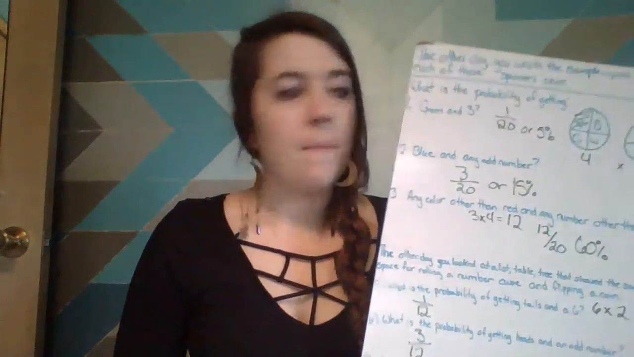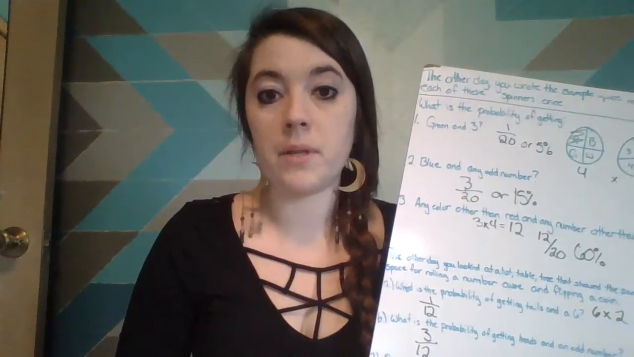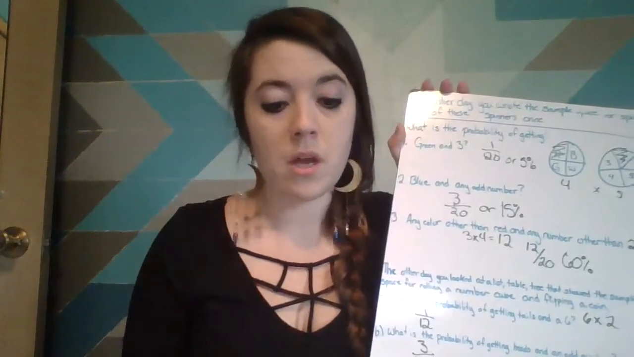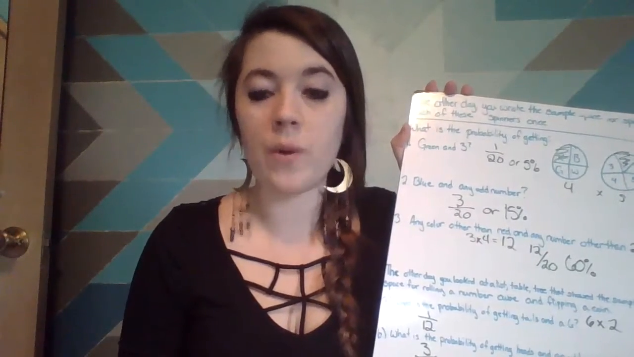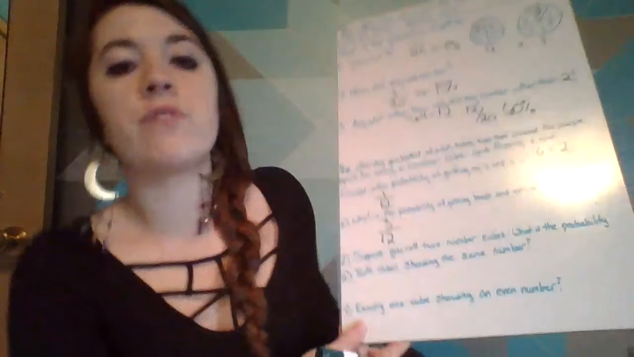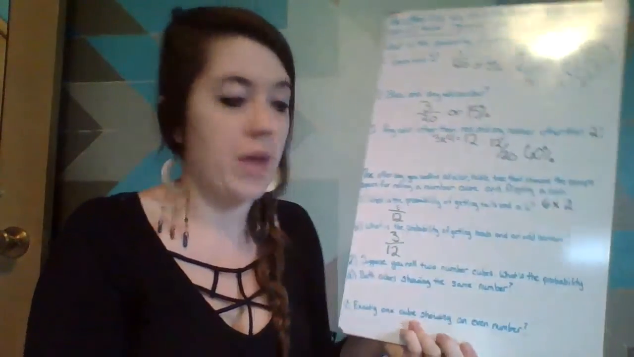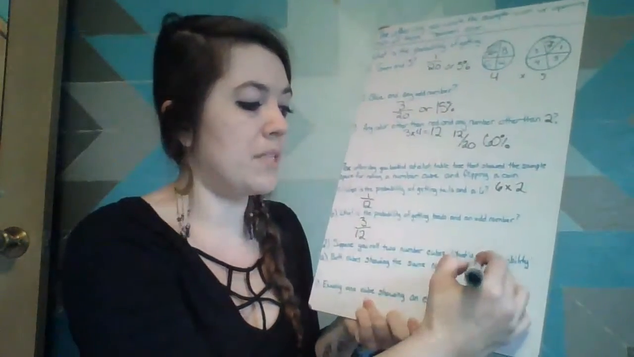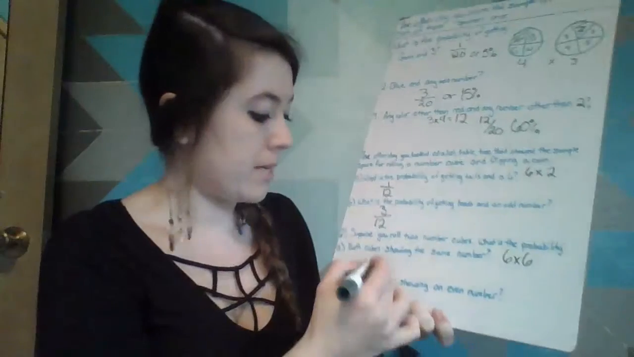All right, number 2. Suppose you roll 2 number cubes. So now we're looking at 2 number cubes. What is the probability of getting both cubes showing the same number? So first of all, we have to think about what is the total possible number of outcomes we have. Well, each number cube is going to be 6, so 6 times 6 is 36.